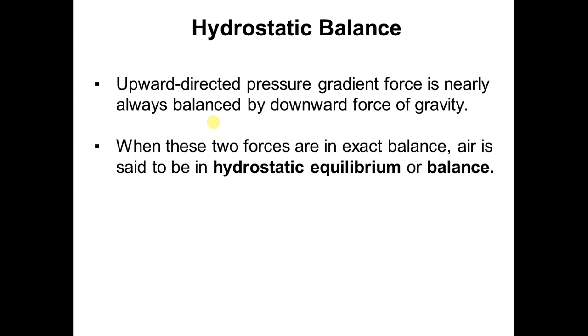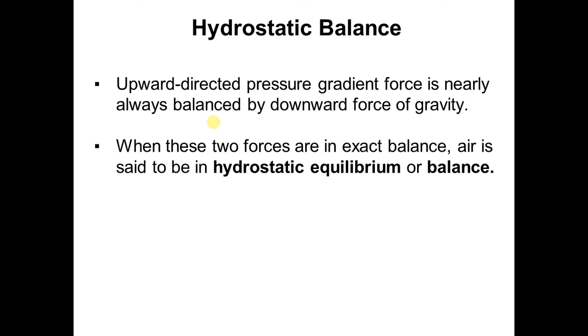Now, the reason that upward and downward motions of air above highs and lows are small is because usually the atmosphere is in or fairly close to a state of hydrostatic balance, which means the upward directed pressure gradient force is equal in magnitude, and opposite in direction, to the force of gravity, which of course acts in a downward direction toward the center of Earth. When these two forces are in exact balance, the air is said to be in hydrostatic equilibrium or hydrostatic balance.